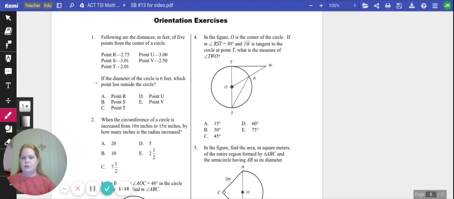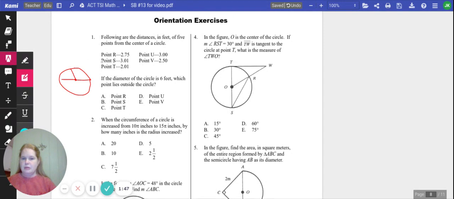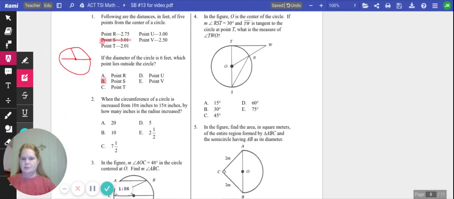Okay, so we're saying if the diameter that's all the way across the circle, that's your diameter, and then all of these points are just on the outer edges, so we'd call that the radius. That's like half that diameter. So they need to be within 3 feet, because 6 divided by 2 is 3 feet. So let's see which of these numbers is bigger than 3 feet. Well, that would be point S. So our answer, the only one that's bigger than 3 feet, which is point S here, is B. That's an easy question.